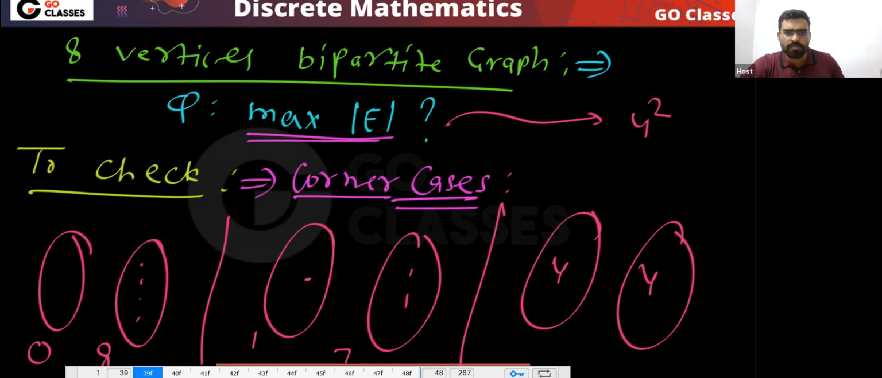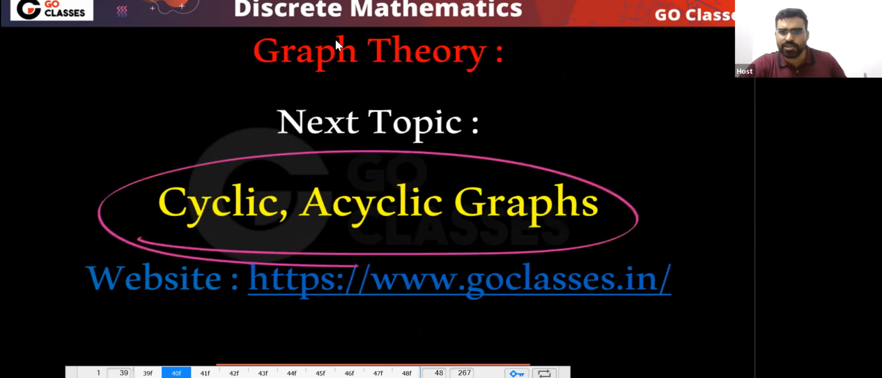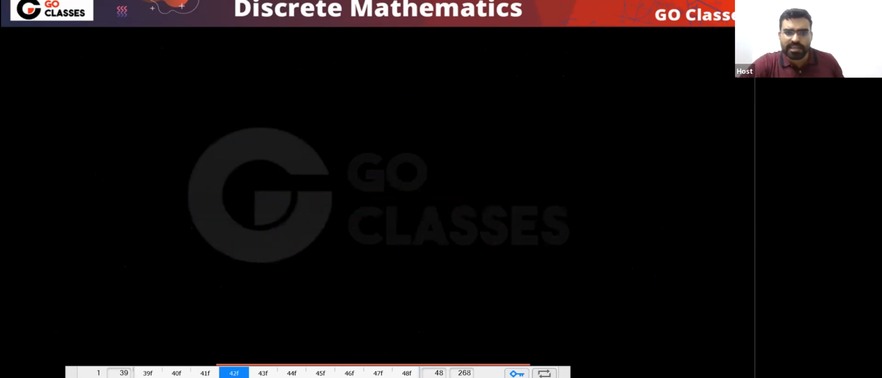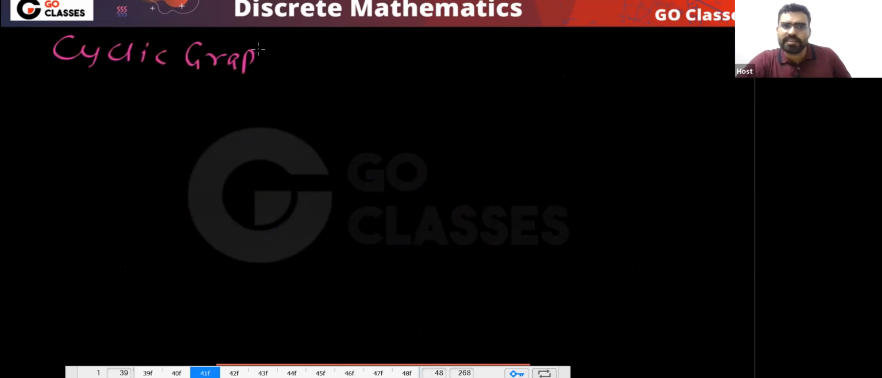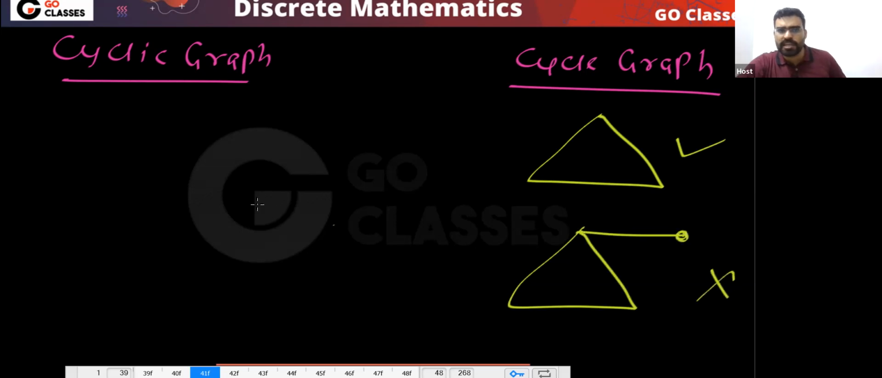Okay, now let's move on. Now the next topic is cyclic and acyclic graphs. What is a cyclic graph? The name itself is telling you: cyclic means there is a cycle. Remember, there is a difference between a cyclic graph and a cycle graph. Cycle graph means a cycle. For example, this is a cycle graph and this is not a cycle graph.